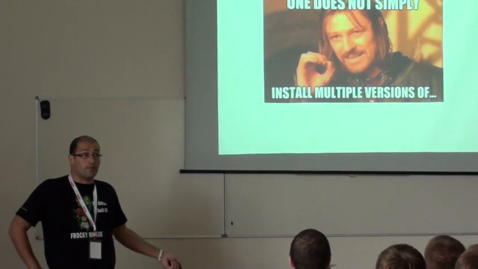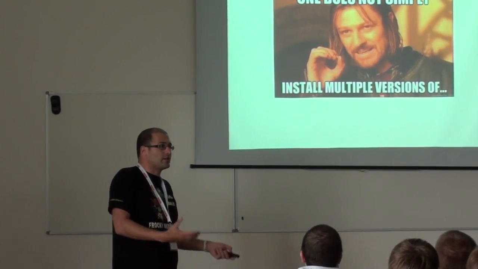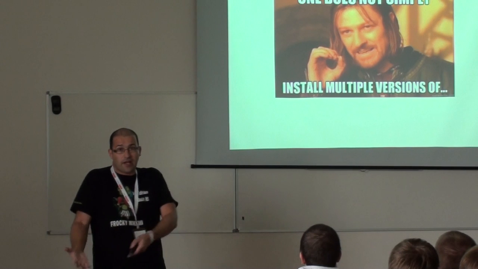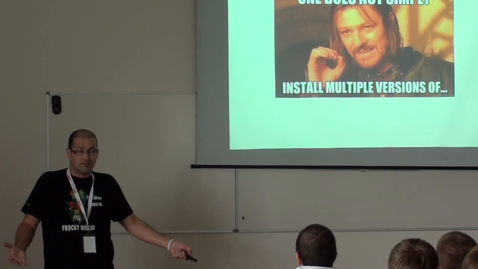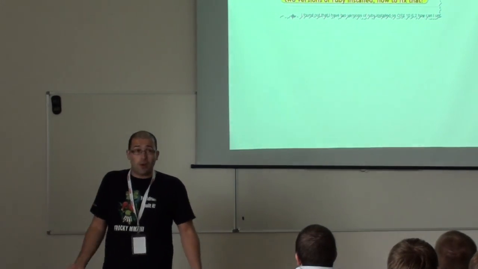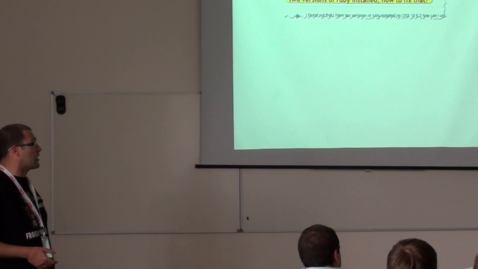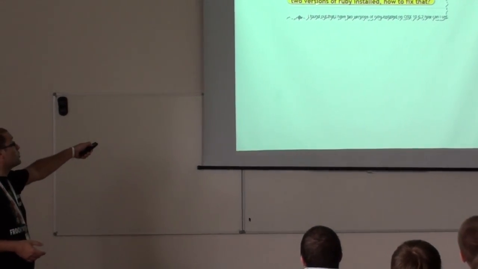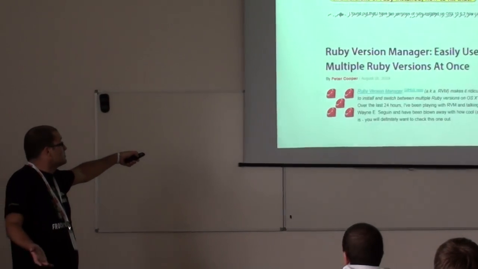This is the problem because if you have one apt without version installed in your system, you cannot have another apt installed in your system because you don't have version. So, this is a problem not only with apt, of course, but here is something closer to your programming experience. You want to have two versions of Ruby installed. How can you do that?